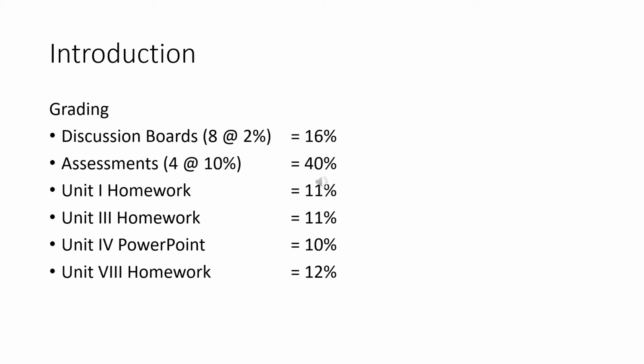Introduction to grading. In this course, you'll have discussion boards. There will be 8, one for each unit, at 2% each. This includes 1 initial response and at least 1 reply response. Essentially, it's 1% each. Assessments, there'll be 4 at 10% each, a total of 40%. So a bulk of the grade for this course is in the assessments.